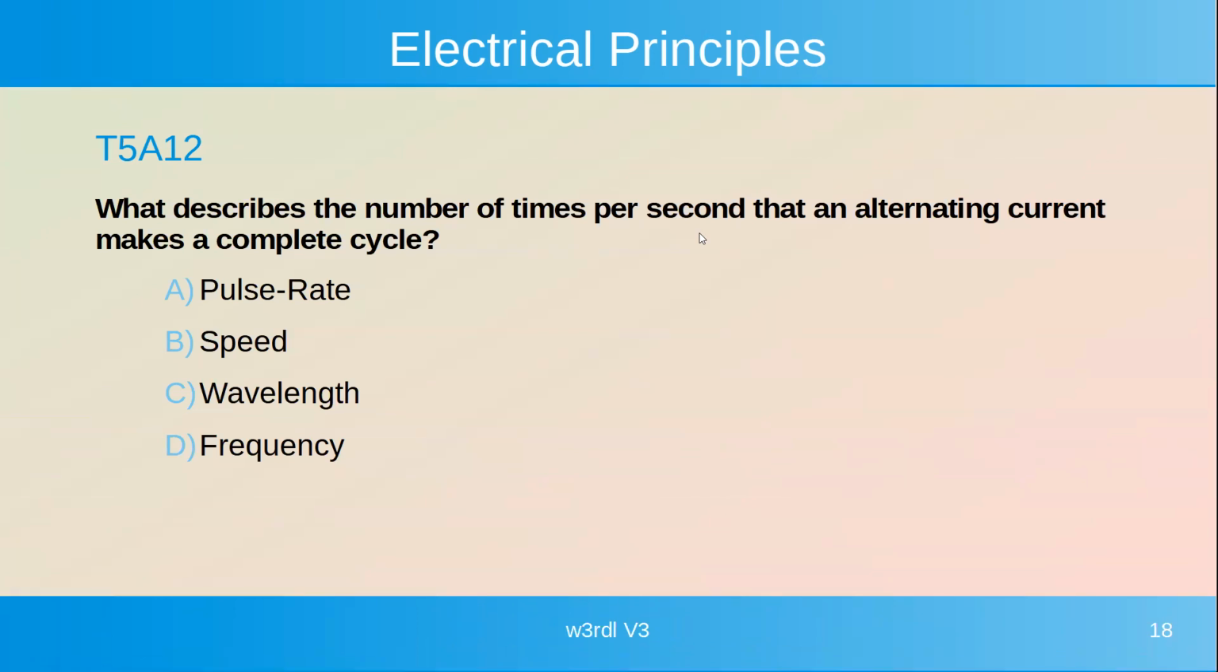So what describes the number of times per second an alternating current makes a complete cycle? Oh, frequency, sorry, frequency.